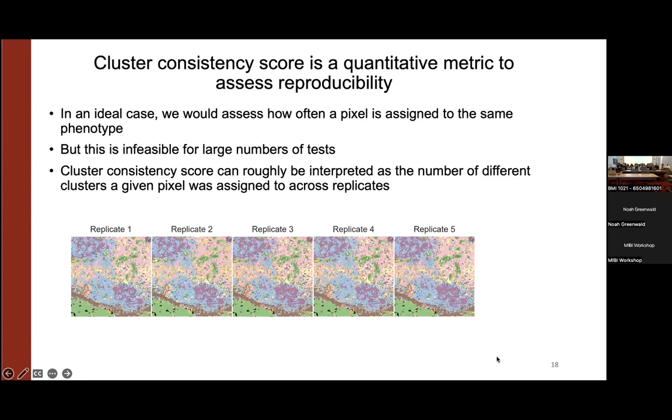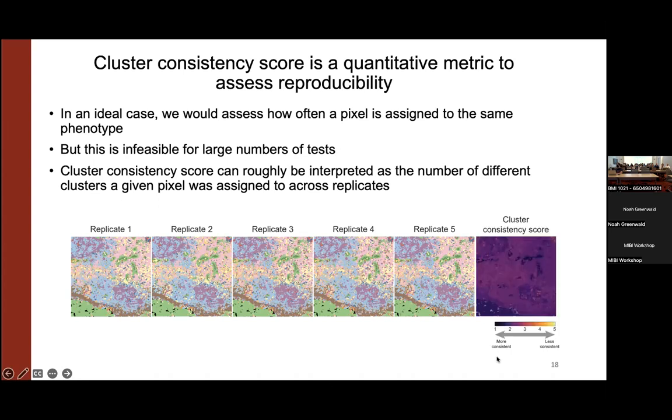So after we generate these scores for every single pixel, we can overlay them onto the original image to get a good idea of how well a pixel cluster was actually doing. So in all of these cluster consistency score overlays, a lower score is good. That means that pixel was almost always clustered with the same pixels across different replicates. But a very high score is bad. That means that it was sometimes in a lot of different clusters with a lot of different pixels.